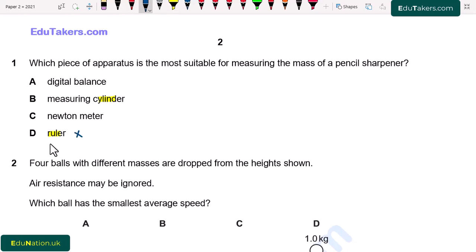So it is incorrect. Newton meter is a unit. It is not apparatus. So it is also incorrect. Measuring cylinder is used for the measurement of volume, not the mass. So it is also incorrect. Option A is correct. Digital balance, which is used for the measurement of the mass.